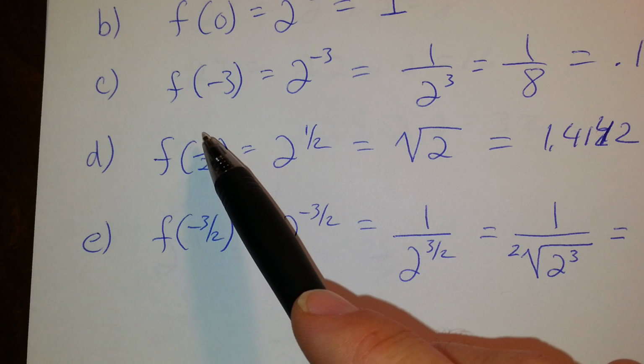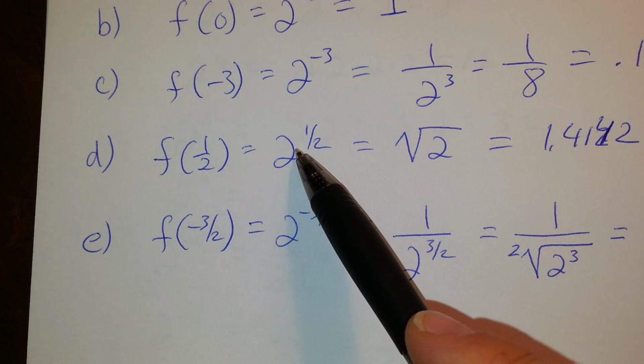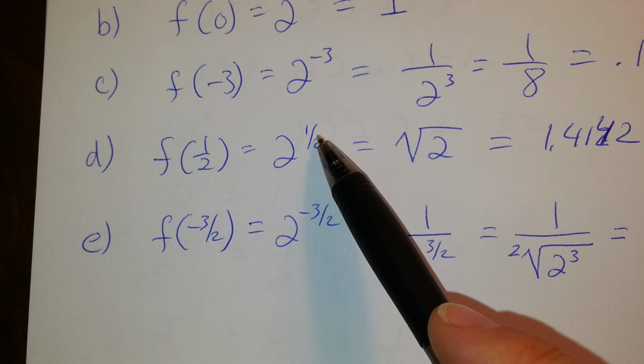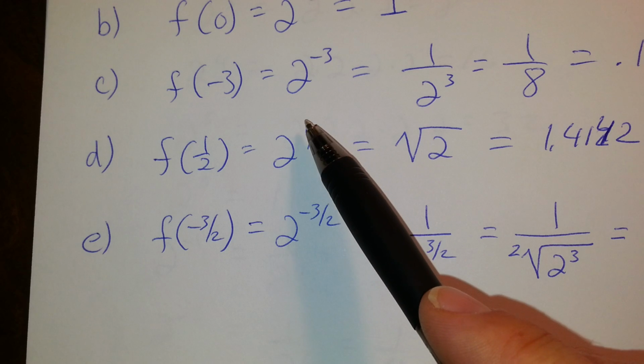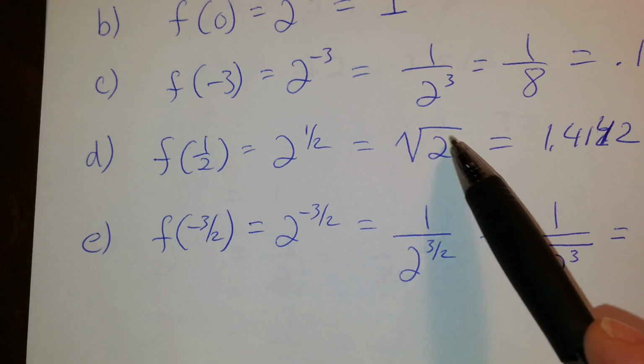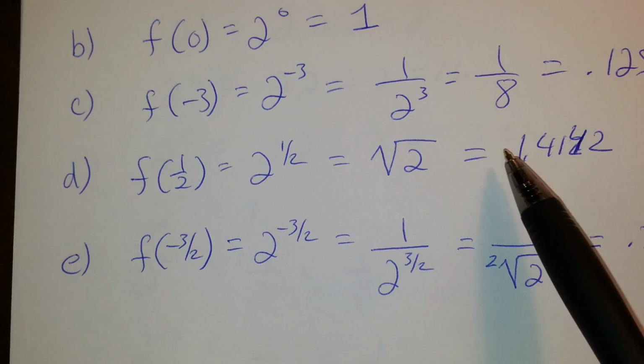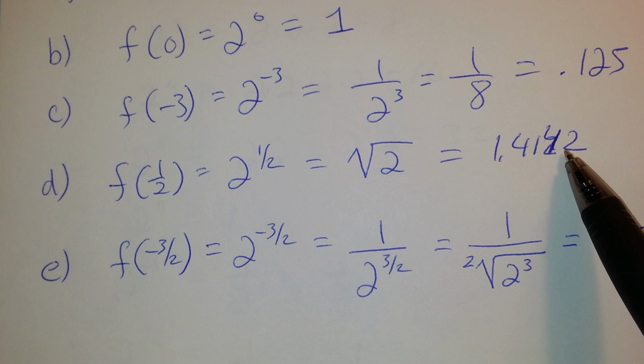Here's some fraction knowledge. f of 1/2 is 2 to the 1/2. Well, what am I plugging in for x? 1/2. Okay, that's the same thing as, remember, 1 goes within here, 2 goes out here. That's the square root of 2, 1.414.